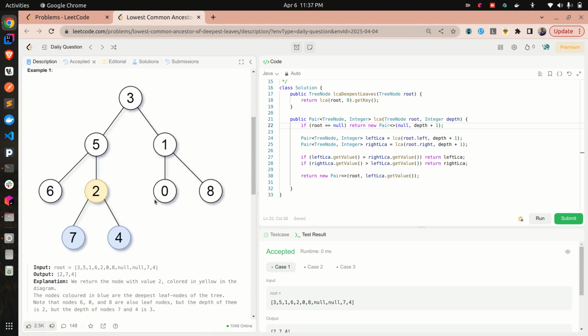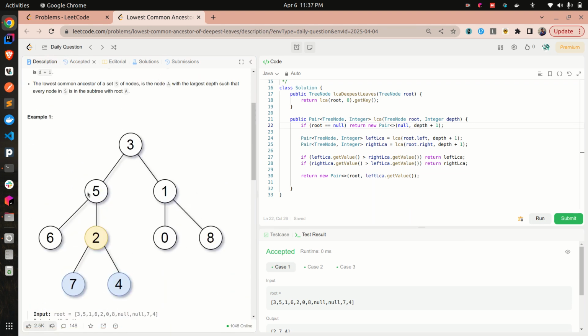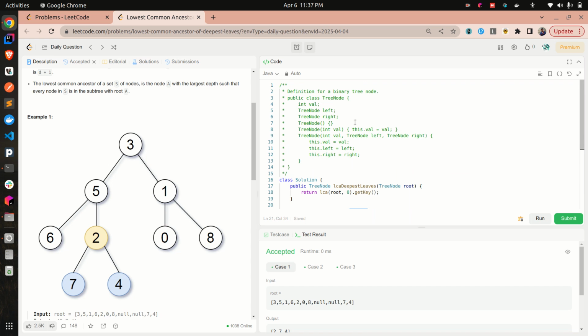So the idea is to use recursion and keep track of the depths. Keep track of the depth and the ancestor, the ancestor and the corresponding depth. Yeah, that's all about the problem.